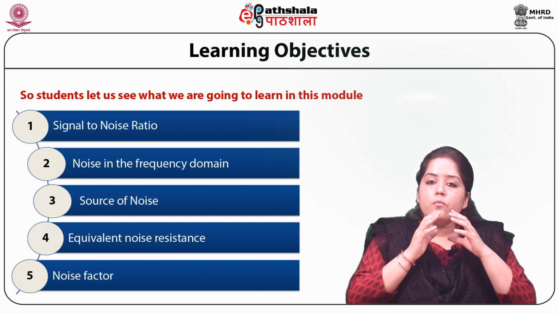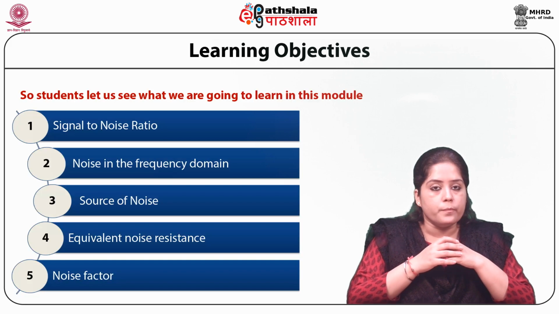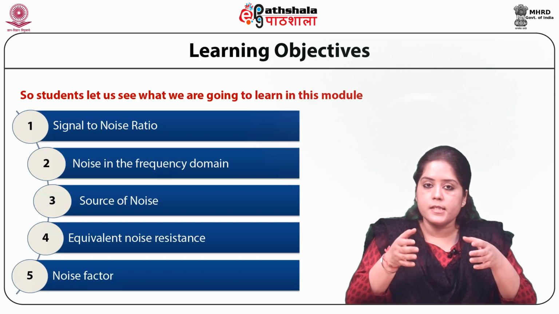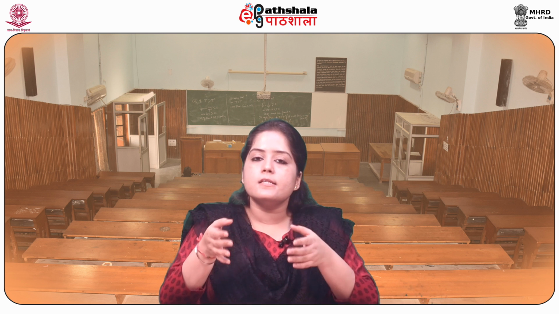Next, the one and only important factor in determining the signal to noise ratio, that is equivalent noise resistance, will also be discussed. Lastly, the noise factor. And then we will also discuss the amplifiers in cascade. How does the S by N propagate in this case? And then we will discuss how to enhance the signal to noise ratio, which is our motive, using phase sensitive lock-in amplification.